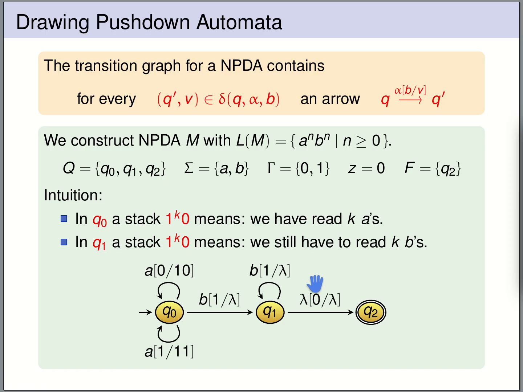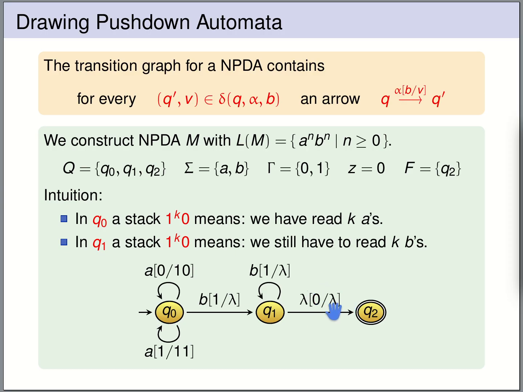So at this point, when there's a 0, we know that we have read as many B's as we have A's. Because for every A, we've added a 1. For every B, we've removed the 1 from the stack. So if all the 1s are gone, then we have a word of the form A to the n, B to the n. So we can switch to the final state and we remove 0 from the stack. So we empty the stack.